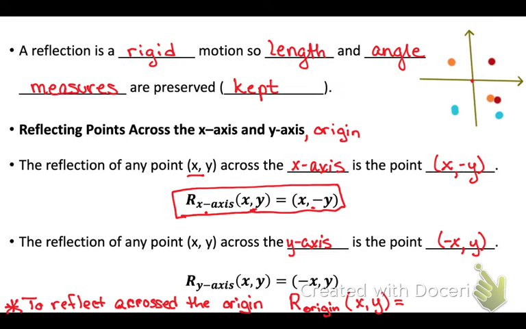So what happened now? You would change both of them, wouldn't you? Because over here I had a negative x, positive y, and now I have a positive x, negative y. So it's going to be negative x, comma, negative y.